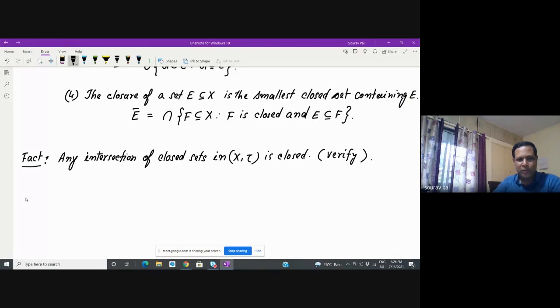What is a subspace topology? I am going to give you some examples, definitely. So just hold for a second.